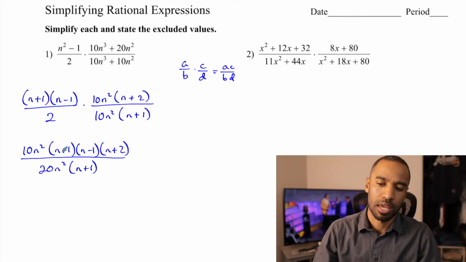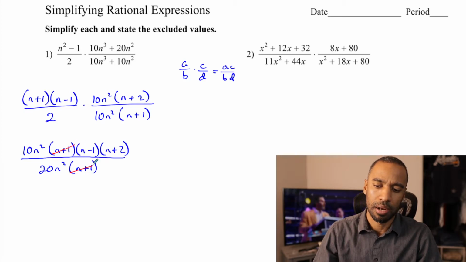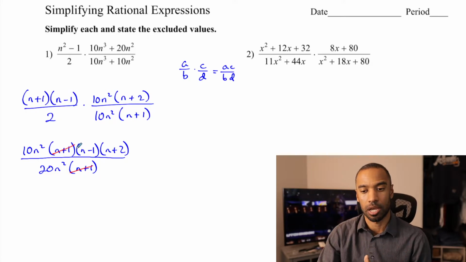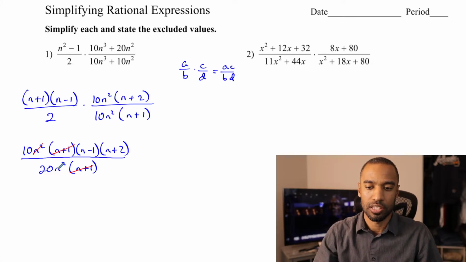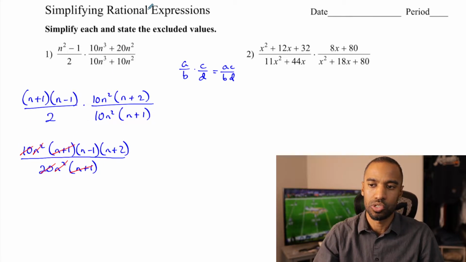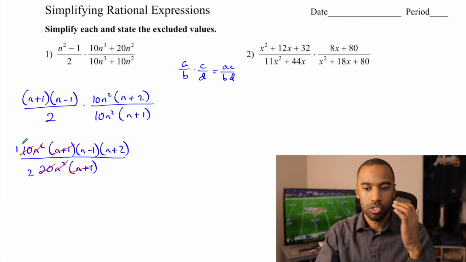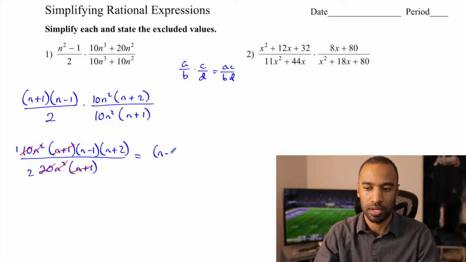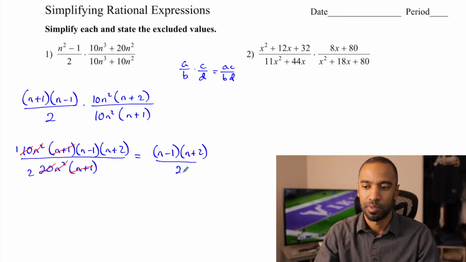So for example, n plus 1 over n plus 1 is 1. Those are effectively gone. We're going to talk about that later. n squared over n squared, again, is 1, and they're gone. And 10 over 20 can reduce to 1/2, so 1 over 2. So ultimately, 1 times anything is just that thing. So I do have this n minus 1 here, I have the n plus 2, and this is all divided by 2.